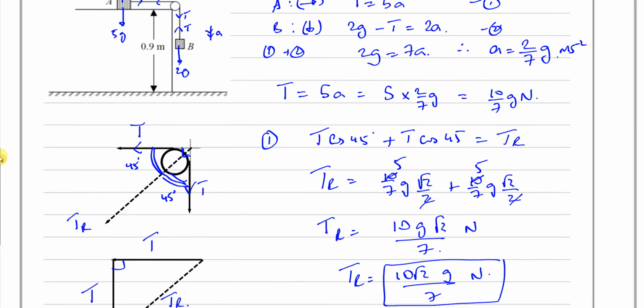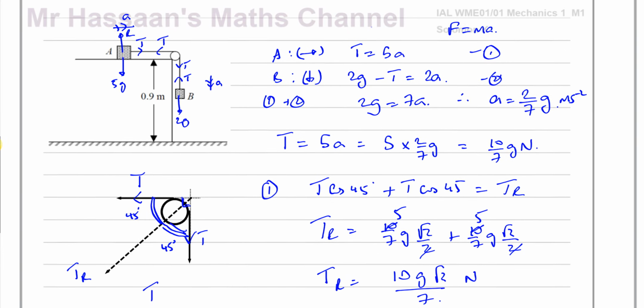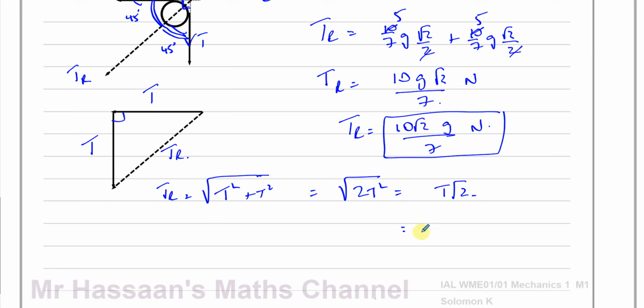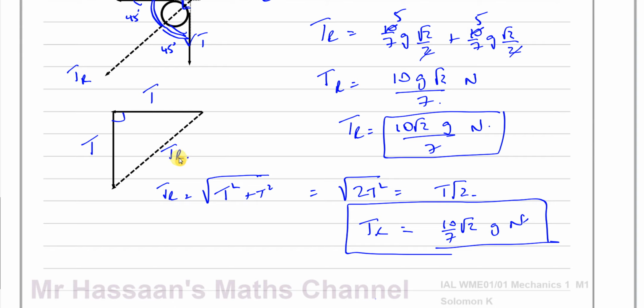And we know that T is equal to 10 over 7 g newtons. So you're going to have 10 over 7 times root 2 times g newtons. Same answer. That's the resultant force. They're both equally as easy to deal with.